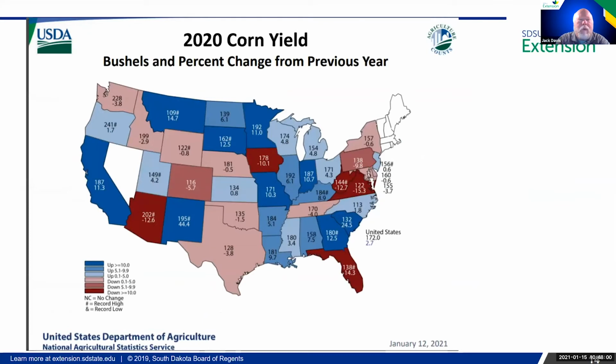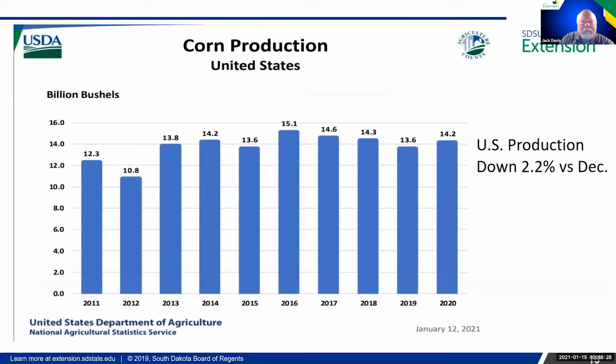There's just a map of where that came from. South Dakota, this is compared to 2019. South Dakota was up about 12.5, Iowa down 10, which would be our big one. And then one of those eastern states that's red over here. Some of them, and then in the south. So total production then was down 2.2% from December.